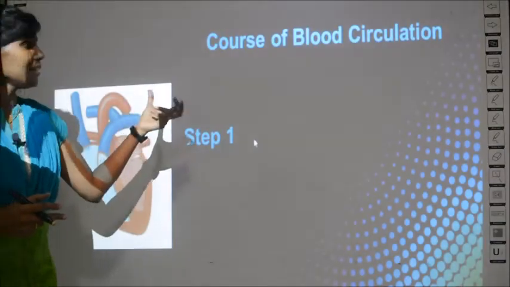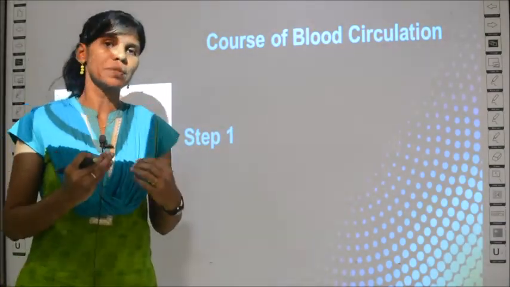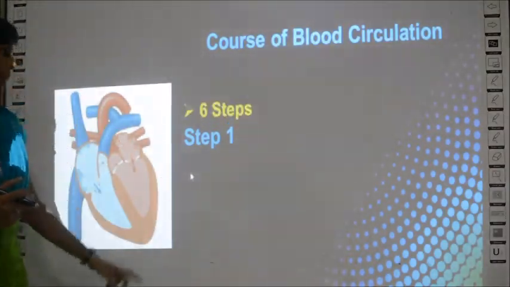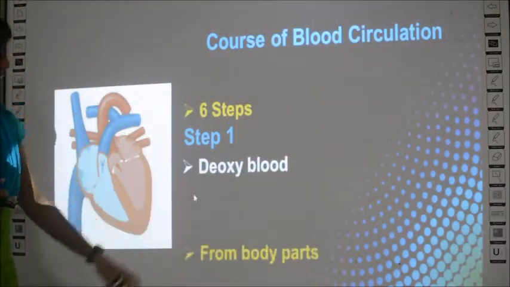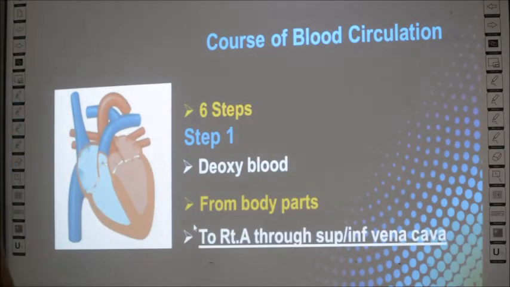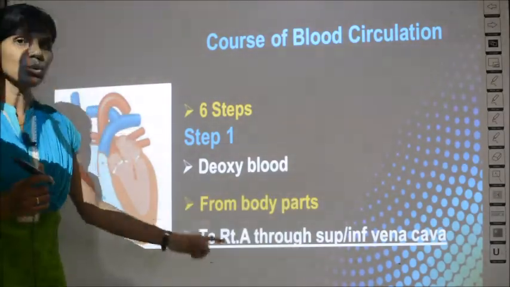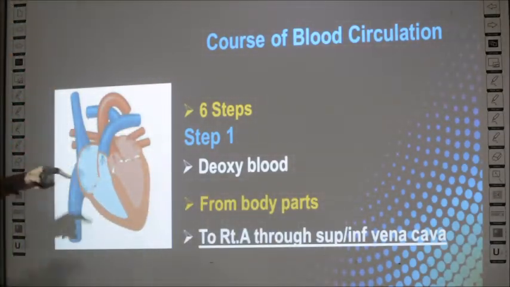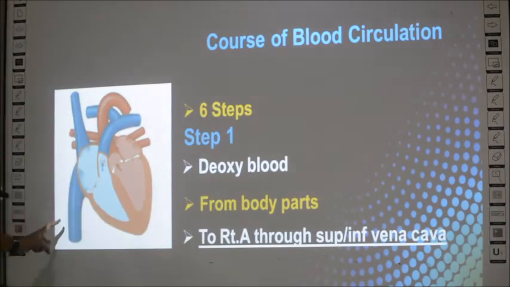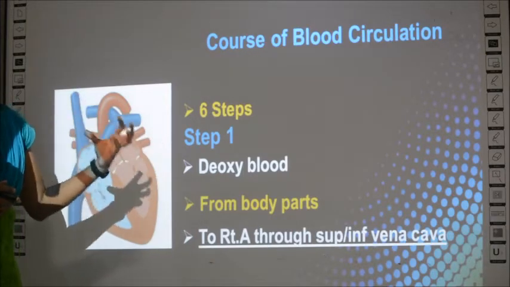And let's see the cause of blood circulation. There are 6 steps for the process of blood circulation. In the first step, deoxygenated blood from all the parts of your body will enter through the superior vena cava to the right atrium. Where is the right atrium? This is the right atrium. Which is the superior vena cava? This tube is the superior vena cava. So the first step is deoxygenated blood.